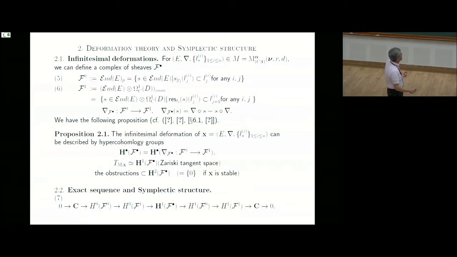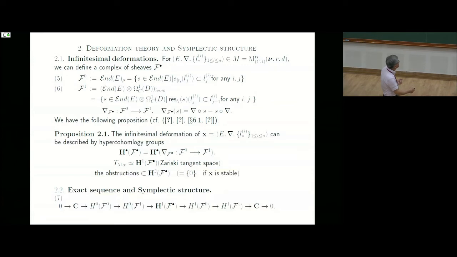Okay. So then you can define these two sheaves on C, and then you have a connection on this from F0 to F1, which is given by this one. So if you take a local section s, you take s times Nabla minus Nabla times s. So this gives you the connection from this F0 to F1.